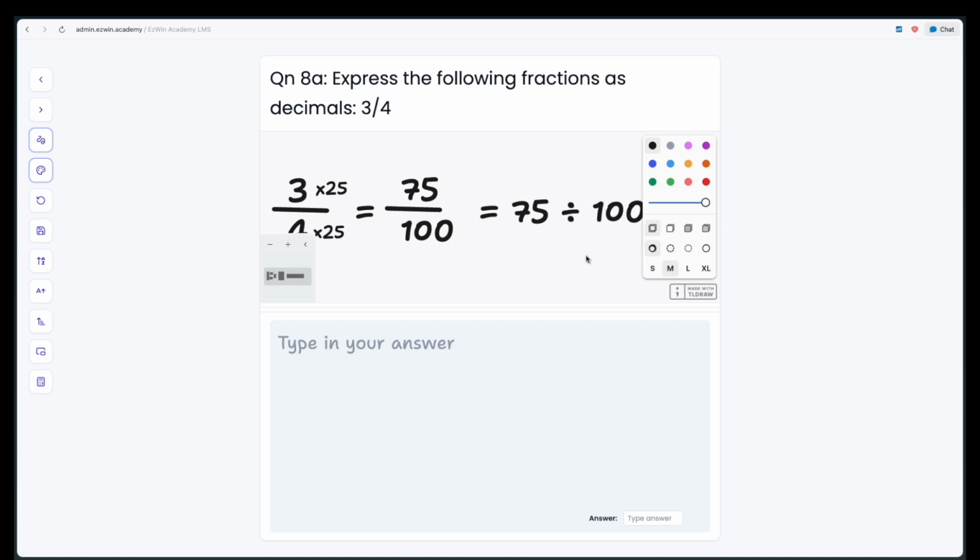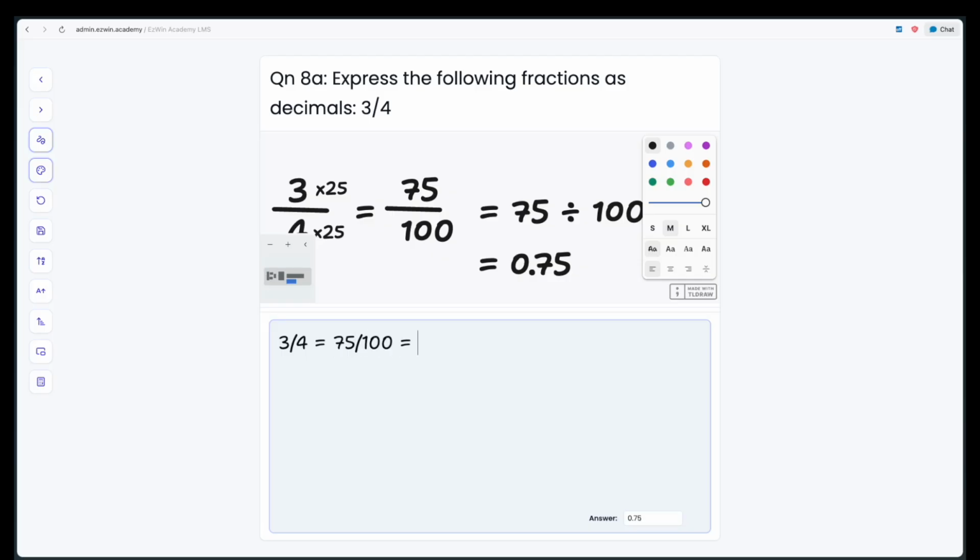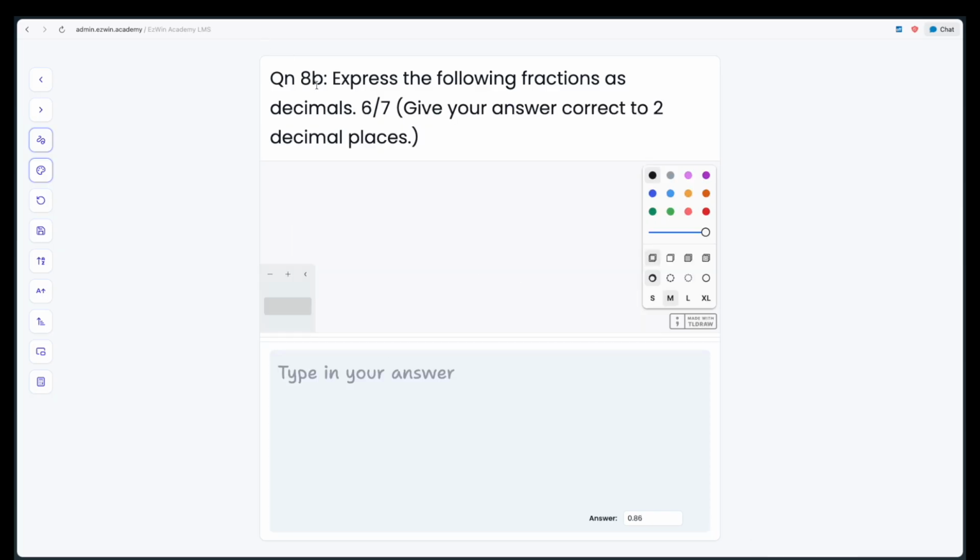And what would this give us? So 75 divided by 100 will just give us 0.75 in this case over here, right? So if I were to write down the workings, it's basically 3/4 is equal to 75 out of 100, which is equal to 75 divided by 100, which is 0.75. Okay, and there you go. So that's the answer for question 8a. Let's move on to question 8b.